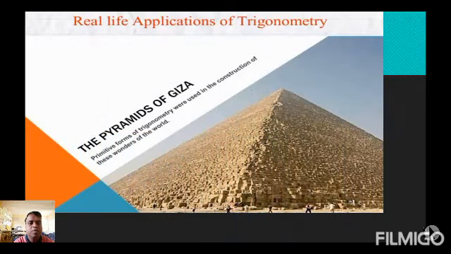A real life application is the pyramid. For the pyramid of Giza, to find the height of the pyramid we have to use trigonometry. There are so many things we use in our daily life. In daily life also, if you want to find some height, applying the right angle triangle, we find the height of a building or a tower, whatever it may be. So, trigonometry is used in a general way also and in a particular way also.